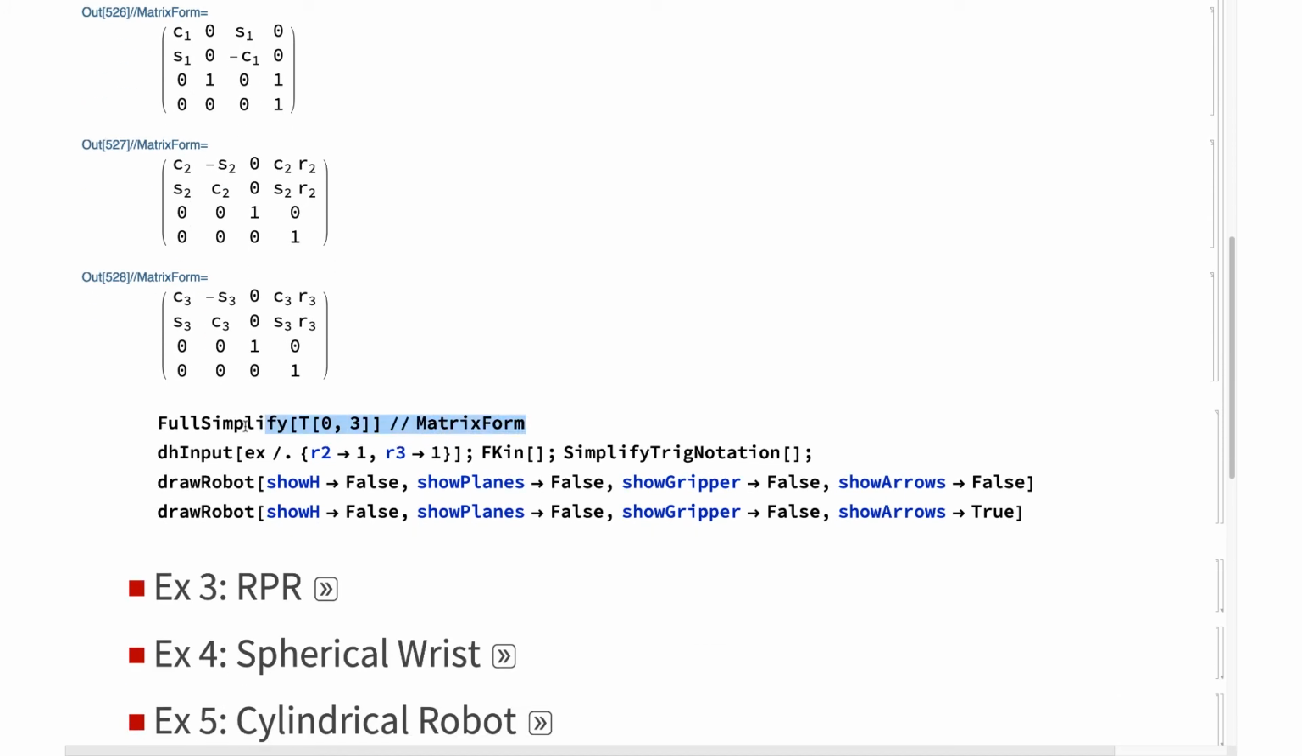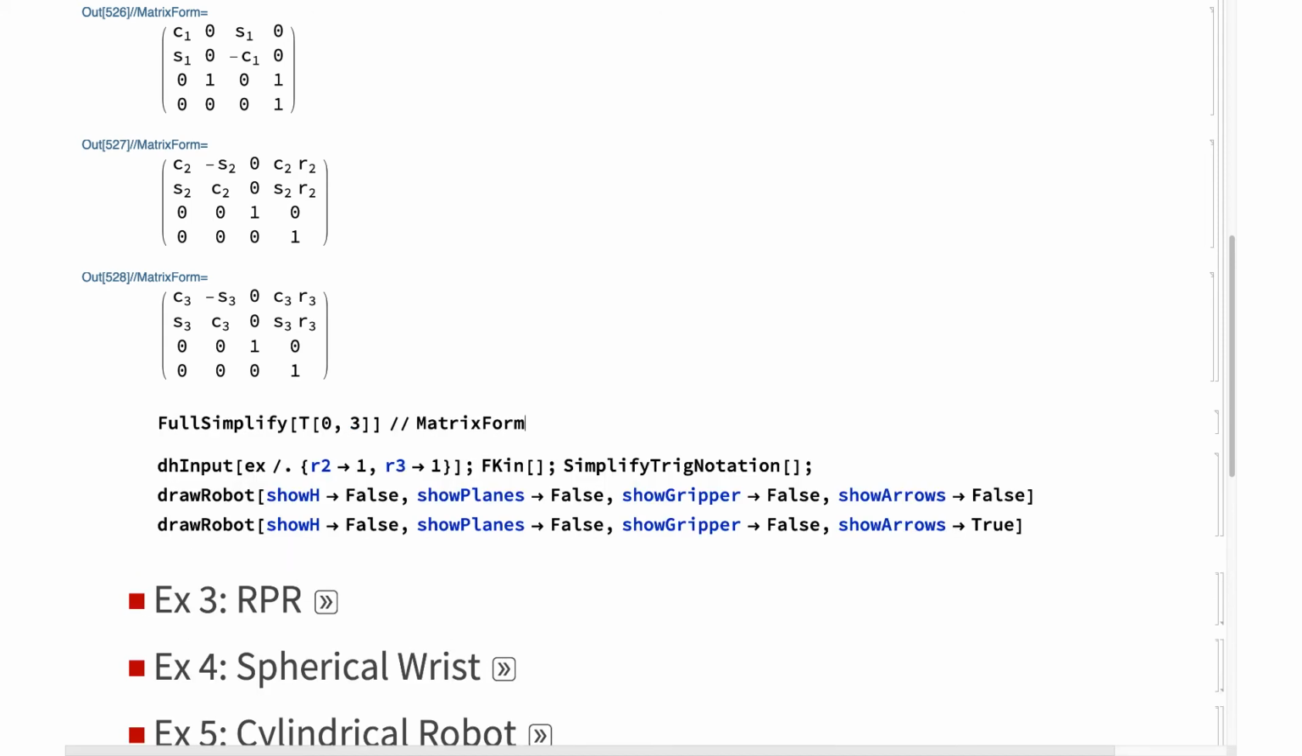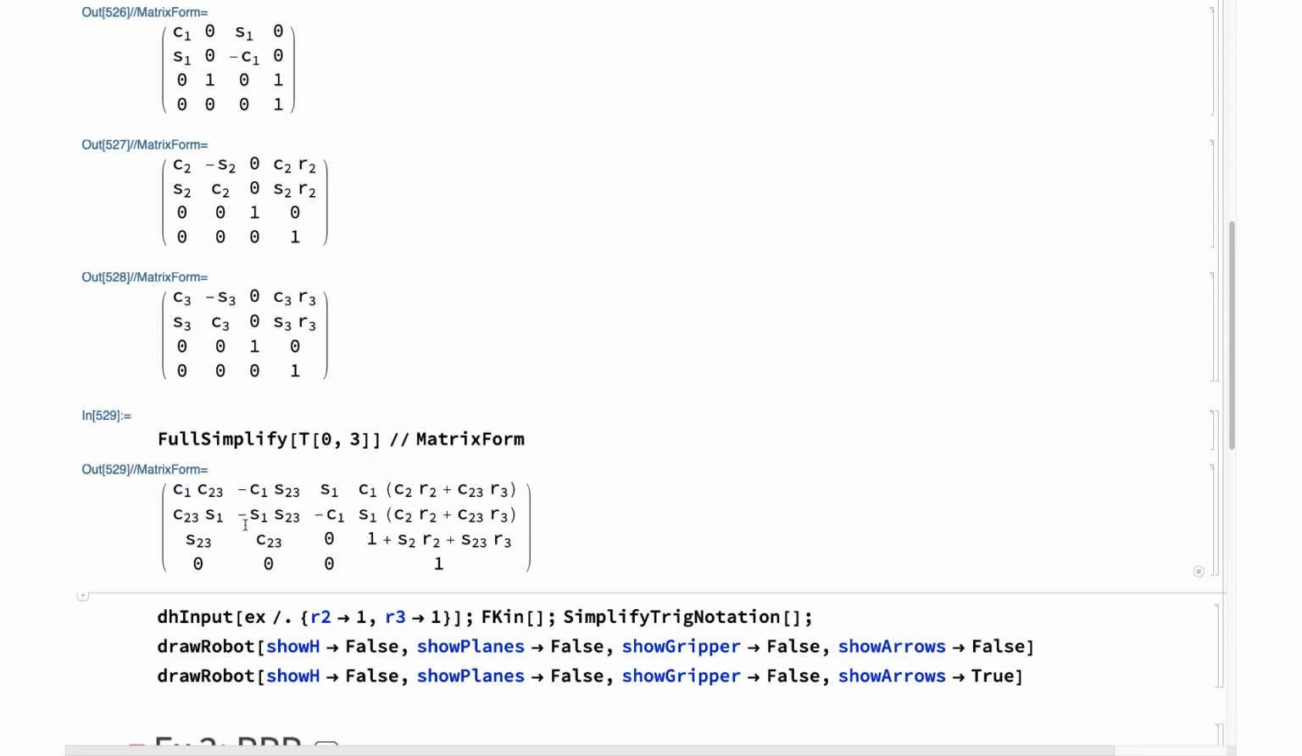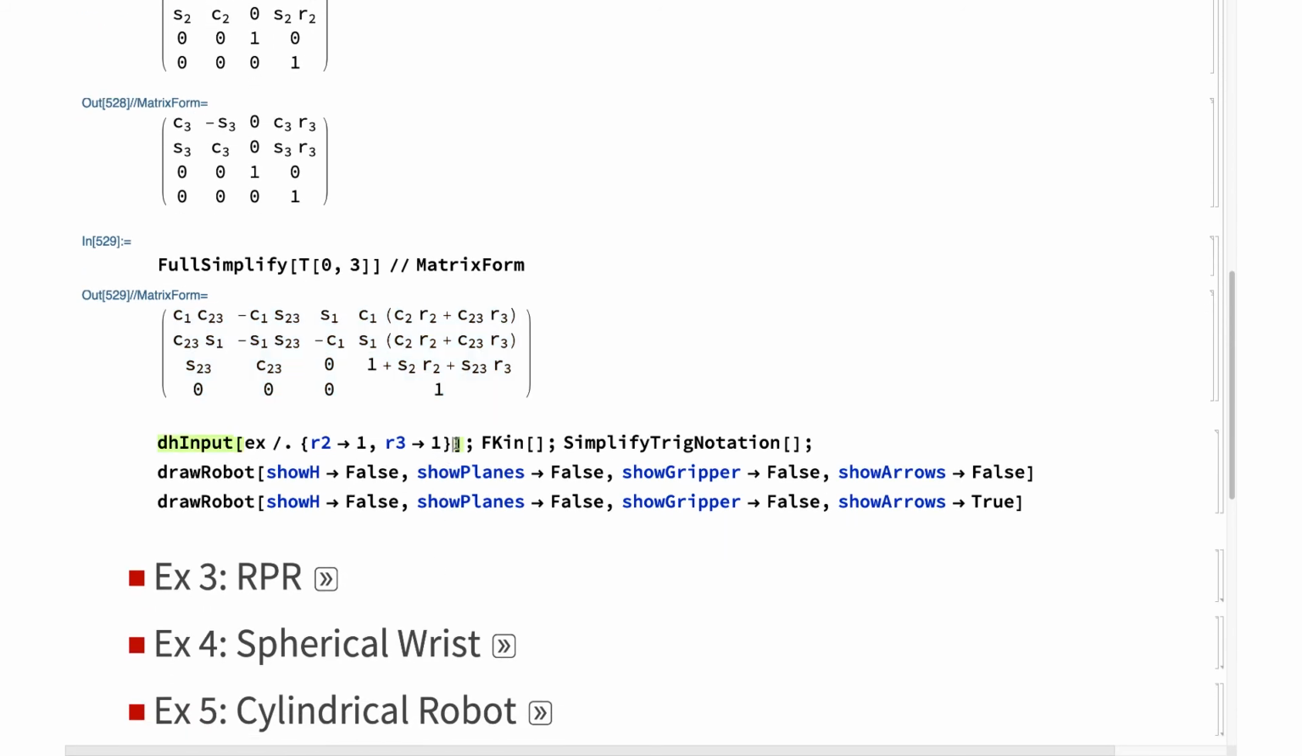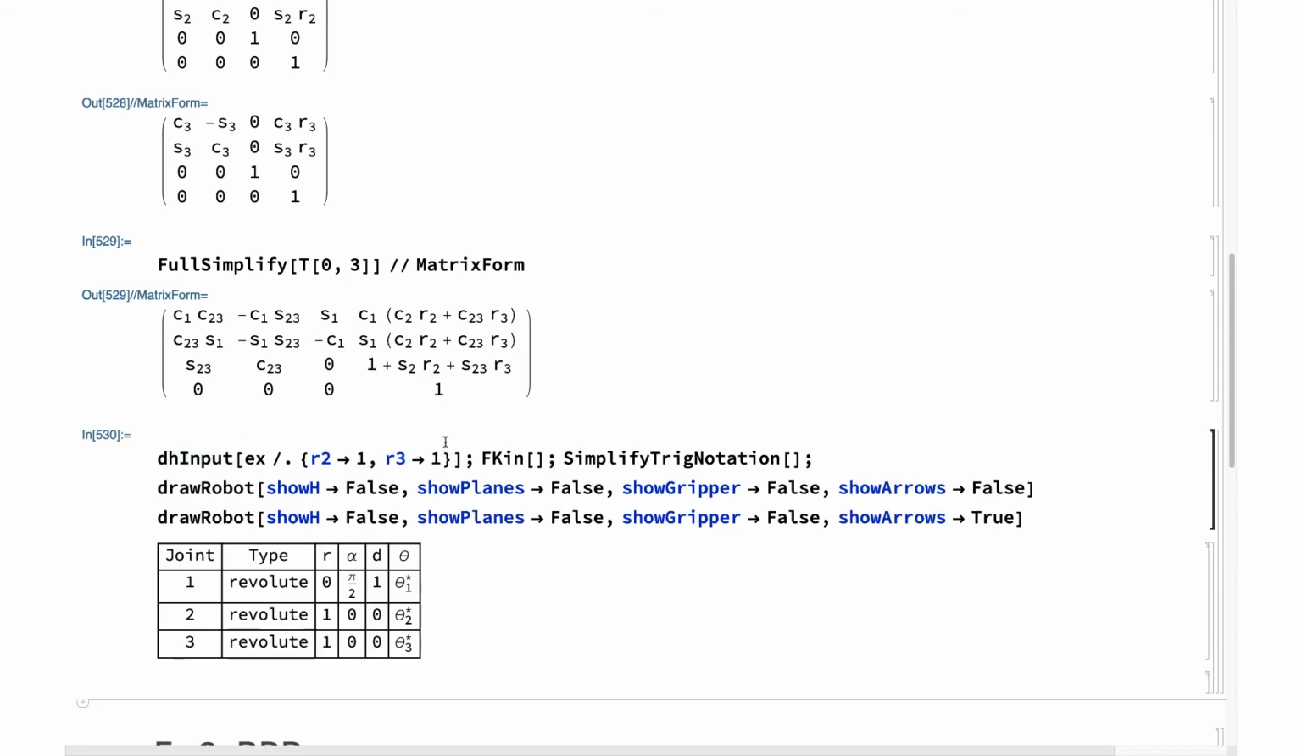Next, if I want to see what that total transformation T looks like, let me just run that out here. And that's what we had as well. That's actually how I wrote out what we had. And then we can plot it. In order to plot it, I have to give some values for R2 and R3, because those I left unsolved here. So we'll set them both to 1.